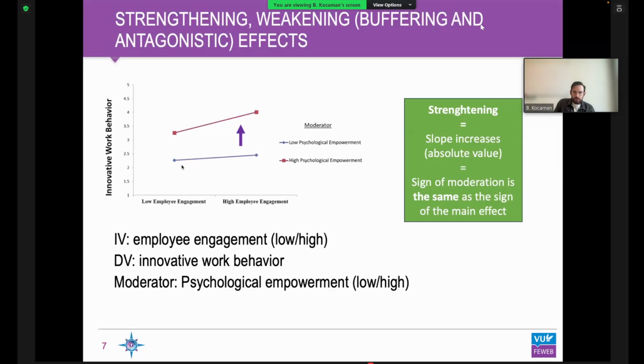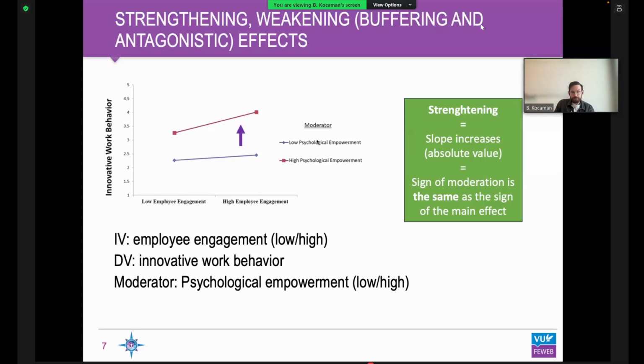So here you see that for the low psychological empowerment level of the moderator, let's start with a general observation that both of these lines are positively sloped, right? Meaning that when you go from low employee engagement to high employee engagement, there is more innovative work behavior, because these are positively sloped. This point is higher than this, and this point is higher than this.